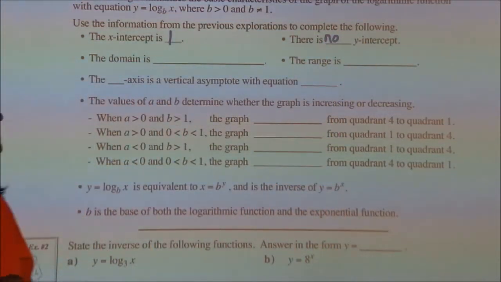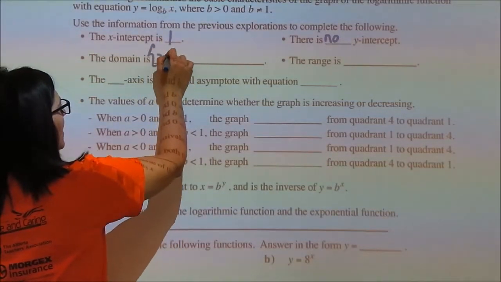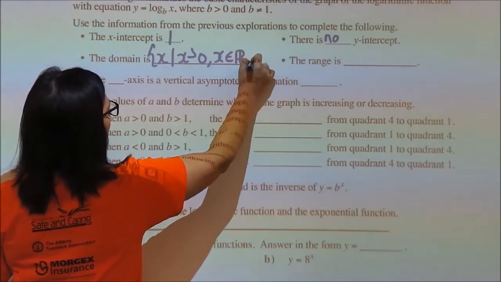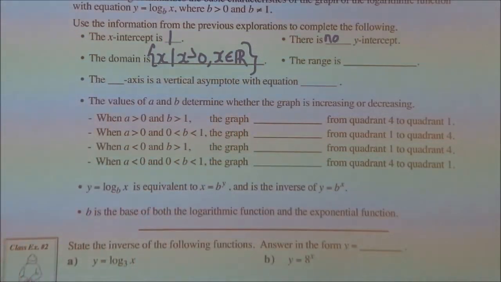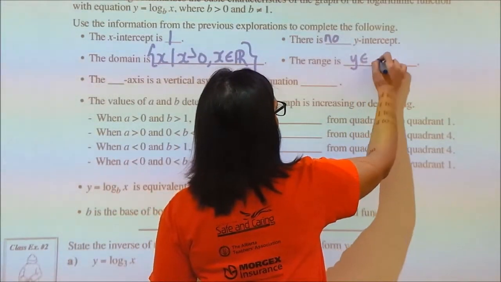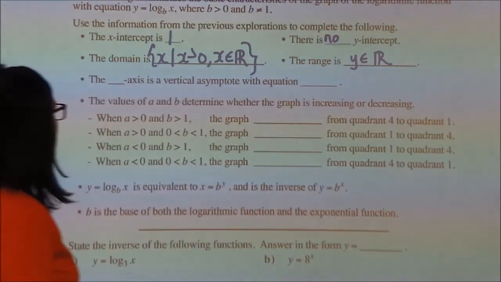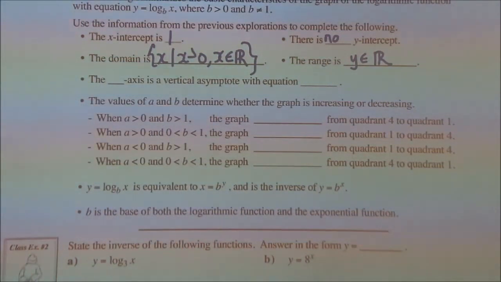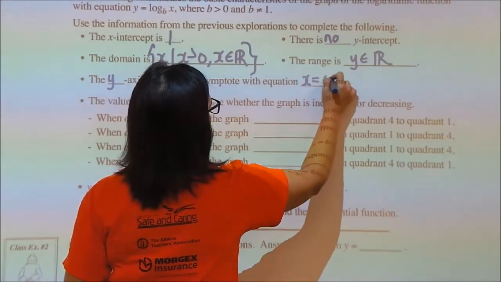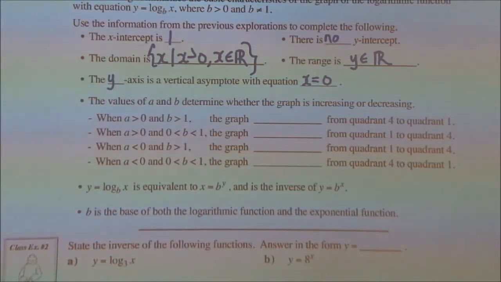The domain stayed the same every single time. The set of x values such that x was greater than 0 and x was a real number. Every time. The range stayed the same each time. It was a real number. Okay? The y-axis became a vertical asymptote, and the equation of that vertical asymptote was that x equals 0. And then what we have here is the summary of the chart just from the previous page.